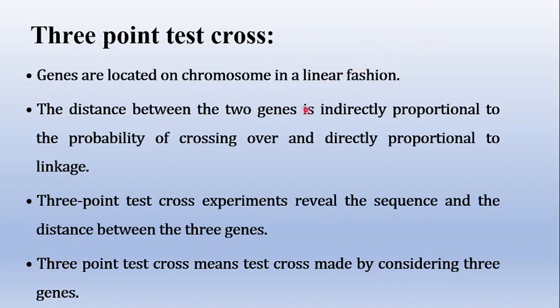Actually, genes are located on the chromosome in a linear fashion. The distance between two genes is indirectly proportional to the probability of crossing over and directly proportional to the linkage. 3-point test cross experiments reveal the sequences and the distance between the 3 genes.